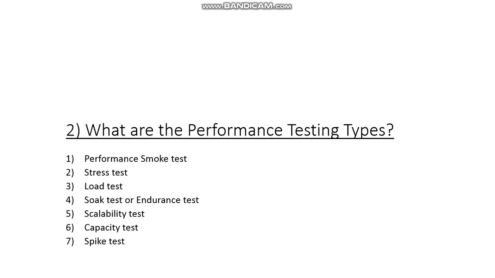Now we will look at what are the performance testing types. So there are 7 performance testing types. So first one is performance smoke test, and second one is stress test, third one is load test, fourth one is soak test or endurance test, fifth one is scalability test, sixth one is capacity test, and seventh one is spike test. Now let's look in detail at each of the performance testing types.